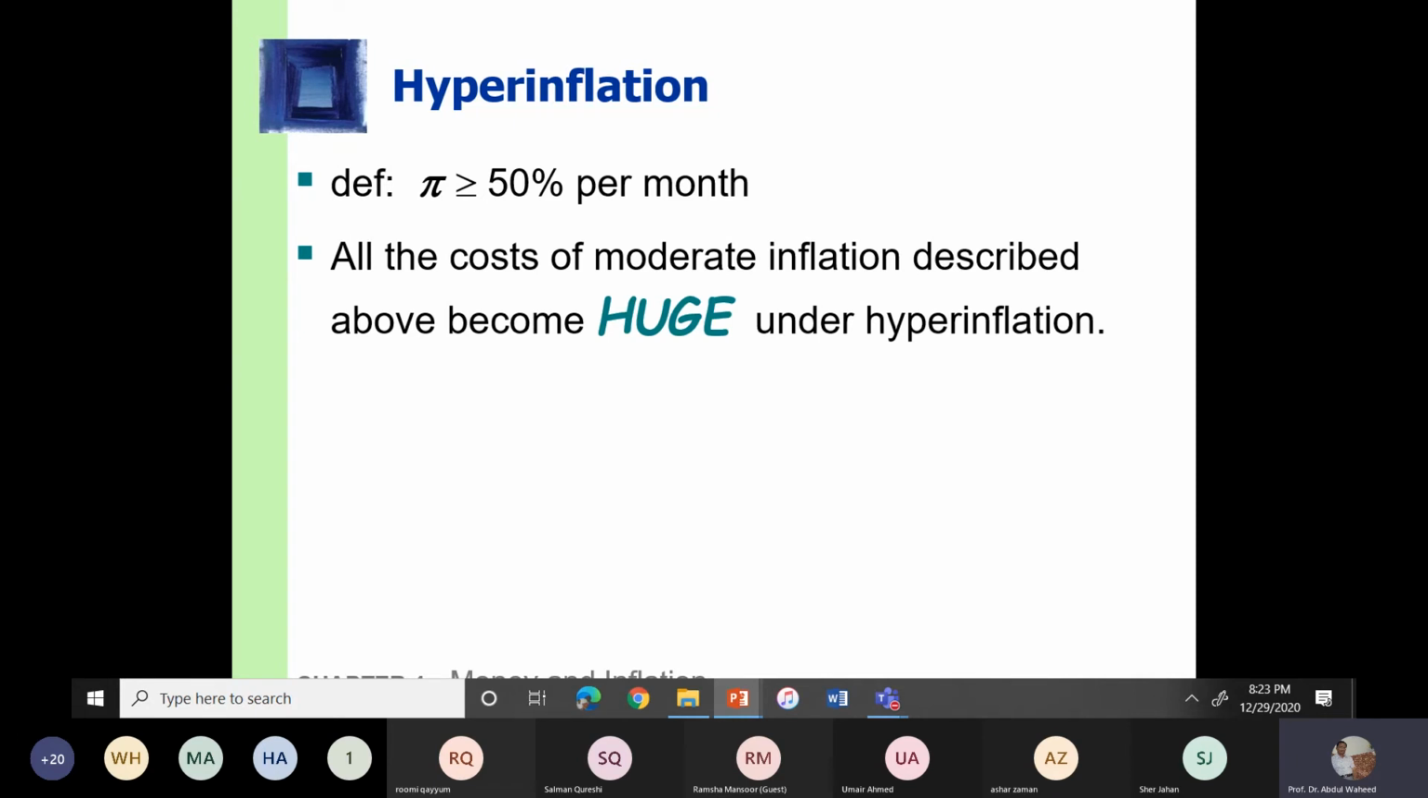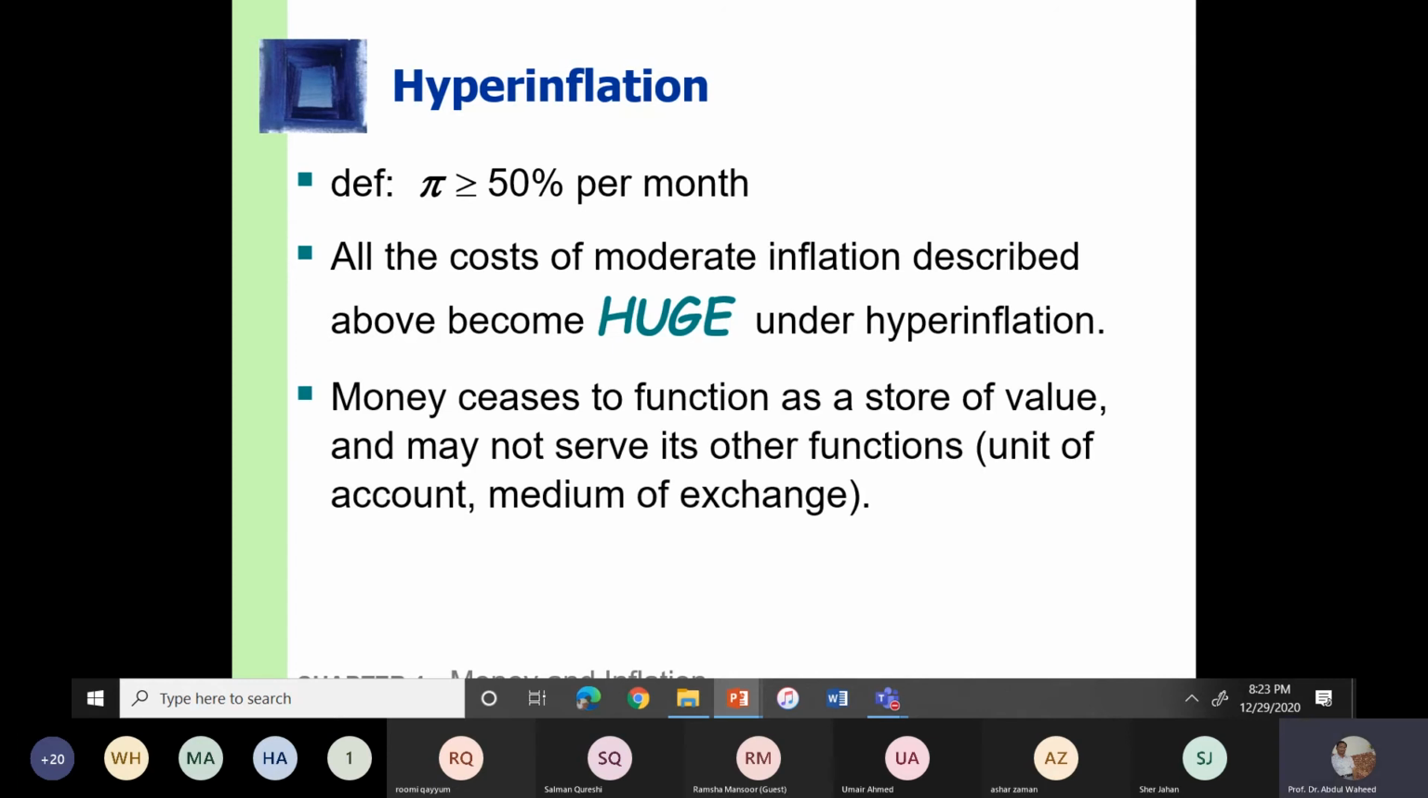All the costs of moderate inflation described above become huge under hyperinflation. Money ceases to function as a store of value, as a medium of exchange, and as a unit of account. People will not prefer to hold money. People will not prefer to use money as a medium of exchange. People will not prefer to keep money as a store of value, because if there is hyperinflation, you will lose your entire purchasing power.